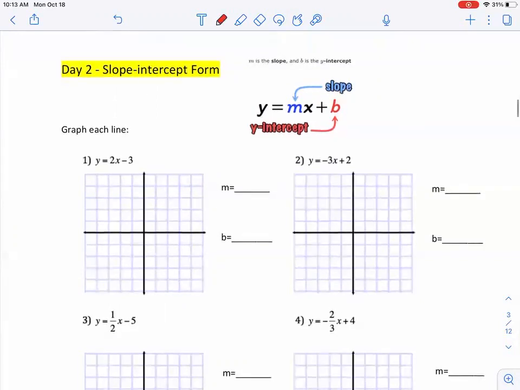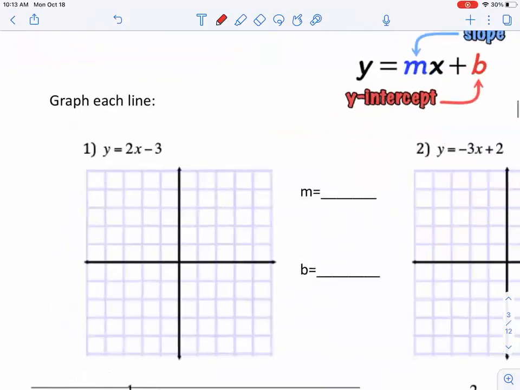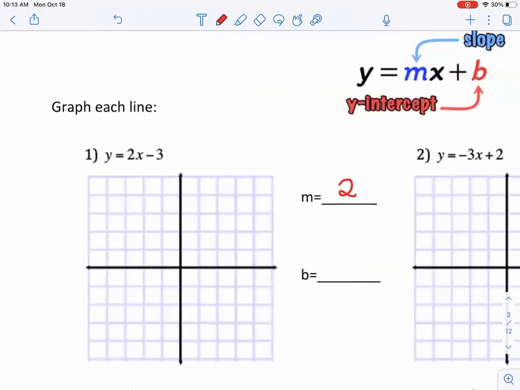Well, your equation, when it's written this way in y equals mx plus b form, that means that the number in front of x is your slope. So for example, in problem number 1, our slope is 2. Okay, because it's the number in front of x. Not 2x, just 2. Okay, that's going to be our slope. And then the y-intercept is the number on the end. So in this case is -3.